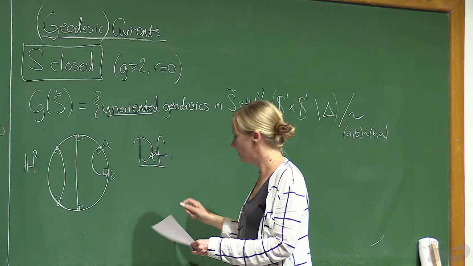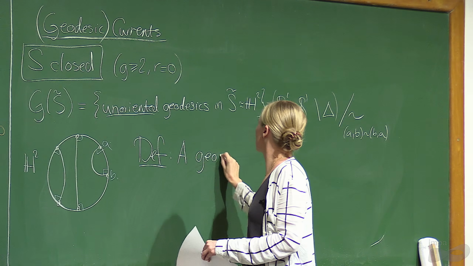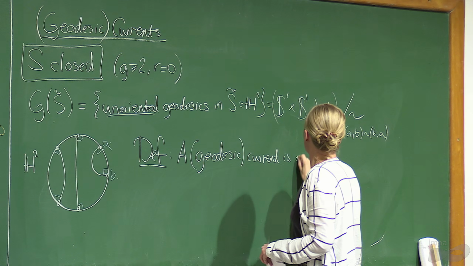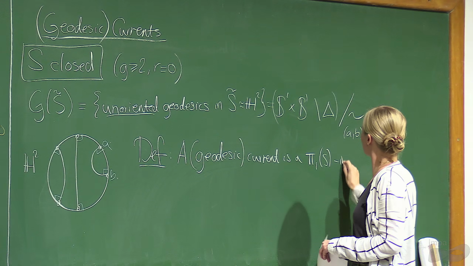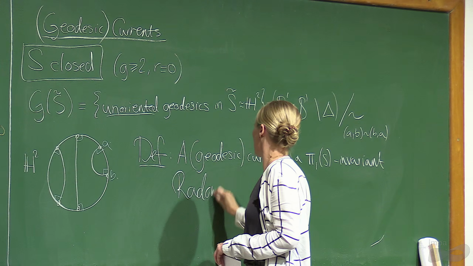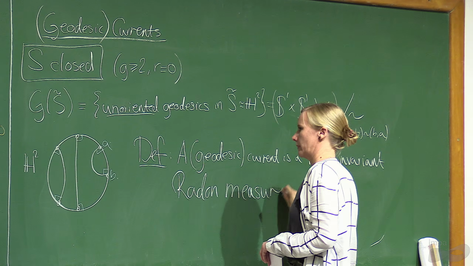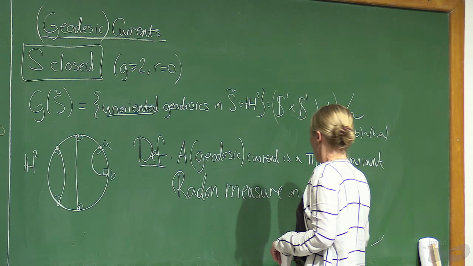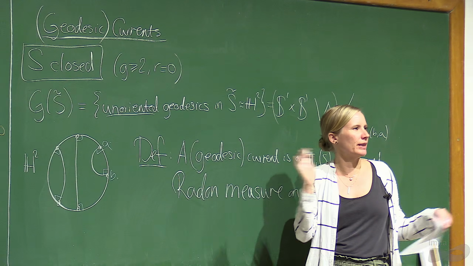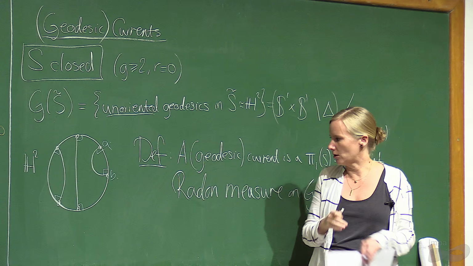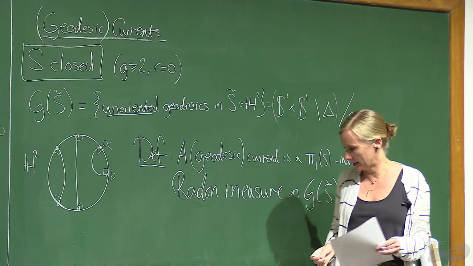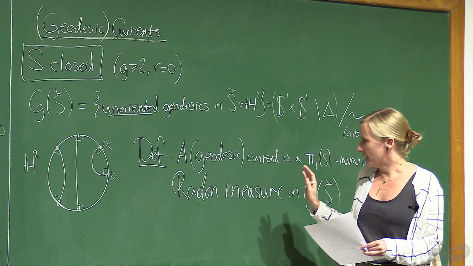Okay. So a geodesic current is a pi1 invariant Radon measure on this space. By Radon measure, I just mean that it's locally finite. It's an infinite measure in general, but it's locally finite, so finite on compact sets, and also inner regular and outer regular, so some niceness conditions. But the main point is that it's locally finite. Okay. So that's what a current is.